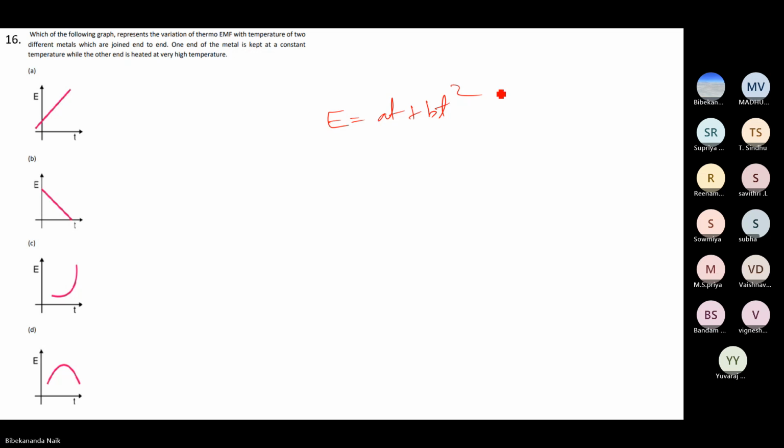Now, A is positive, but B is negative in the case of certain substances. If A is positive, we know E is directly proportional to T, so the graph will be a straight line. But since there is another term, the T square term, and this is negative, for larger T the value will decrease and the graph will look like this. So the correct option is option D.